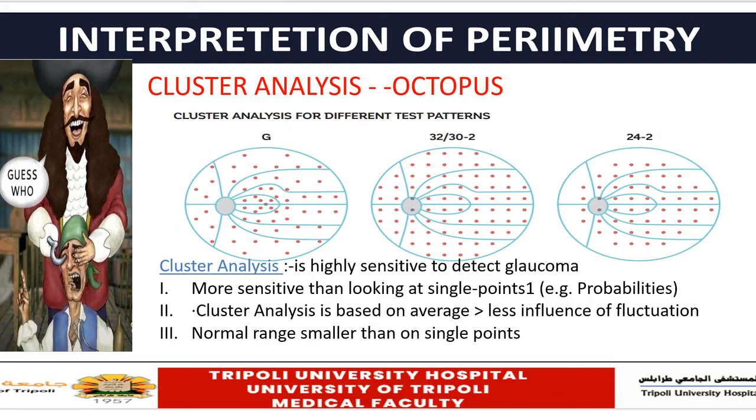Here, I would like to say that this cluster analysis can be performed for different perimetry matrices peculiar to the octopus. For example, the G map, and this is the 30-2 or 32-2 and 24-2 for the octopus. And this area is divided into 10 clusters, and the same thing that I mentioned before is applied, and accordingly we can determine the damaged cluster that carries a high probability of being related to glaucomatous damage. And as I said, this is something similar to the glaucoma hemifield test that is performed in Humphrey perimetry.